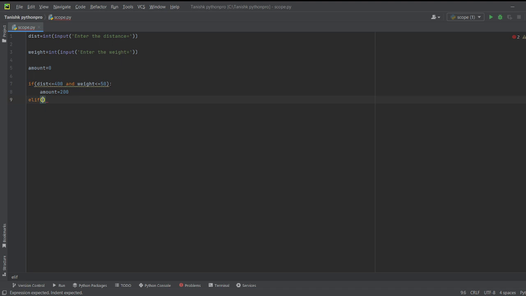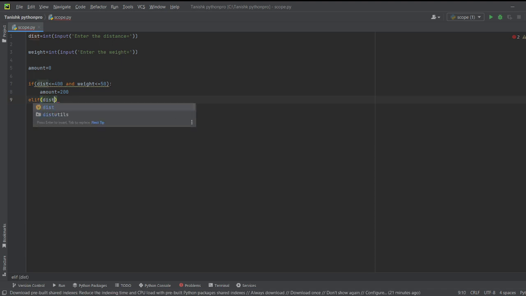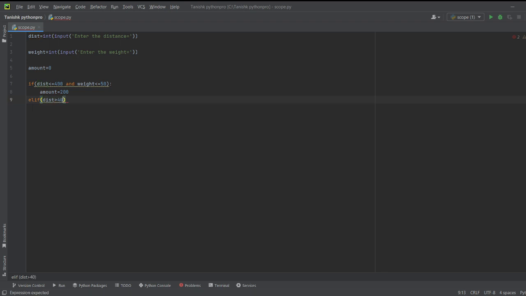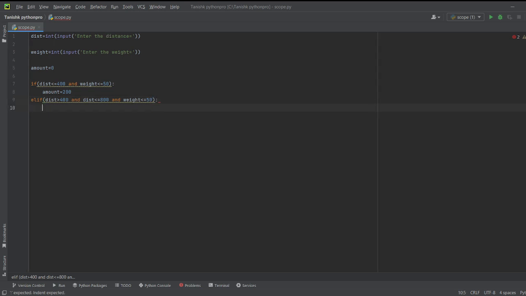If dist is less than 400 and this is less than or equal to 800, and weight is less than equal to 550, so amount is equal to 300. We got 300.